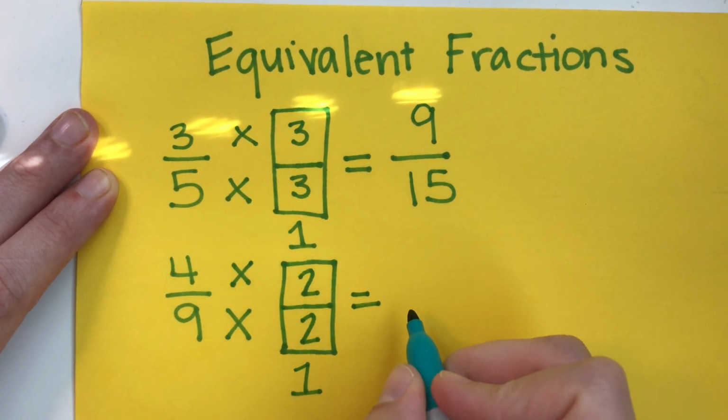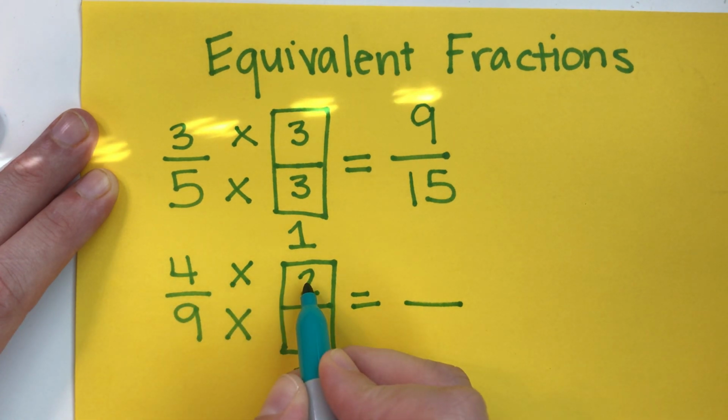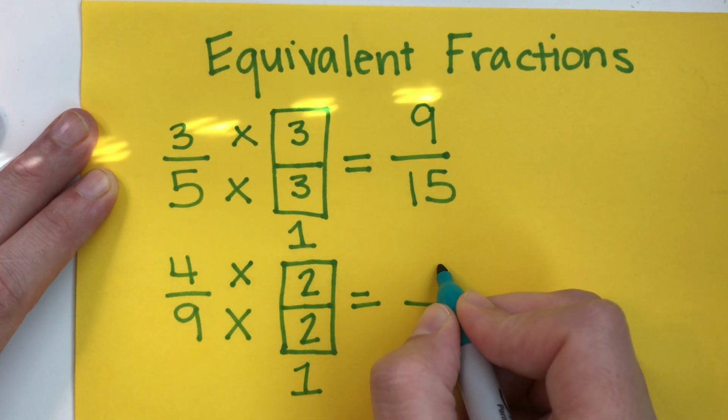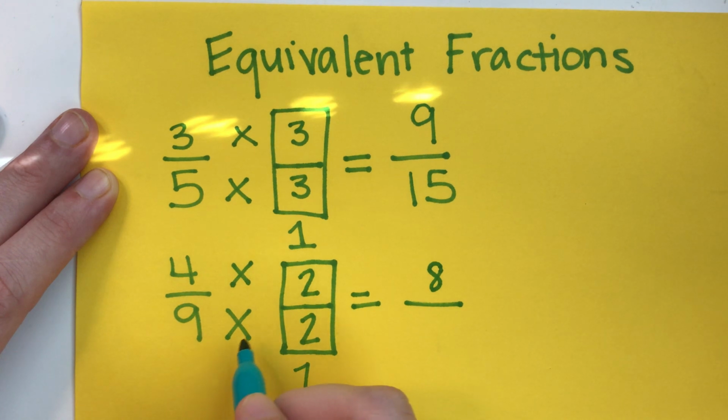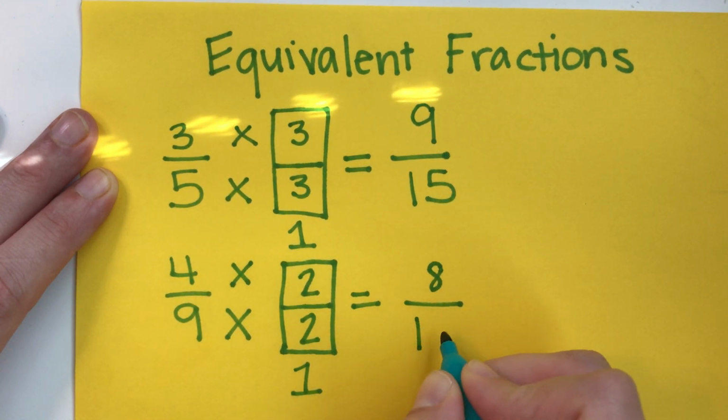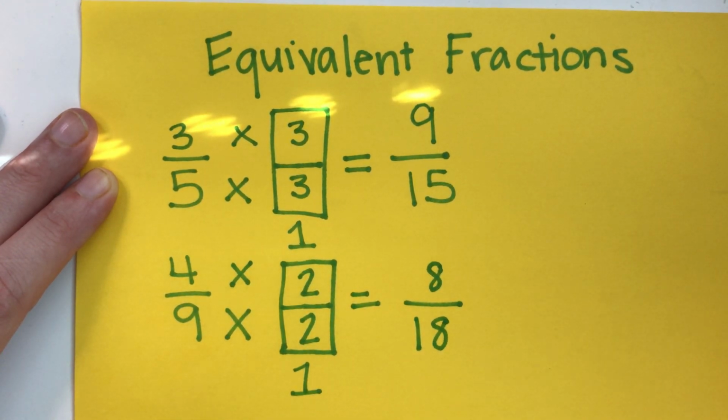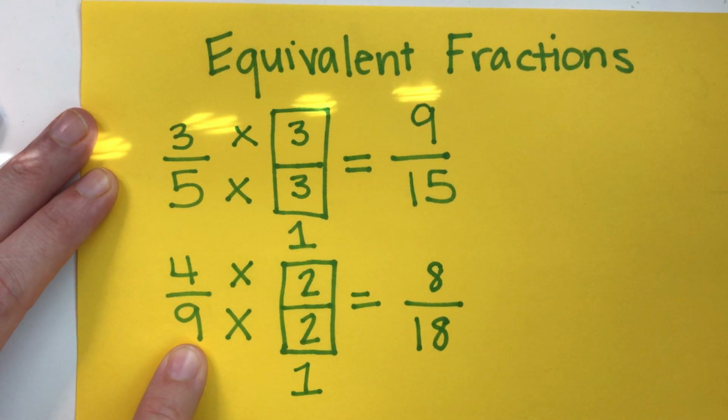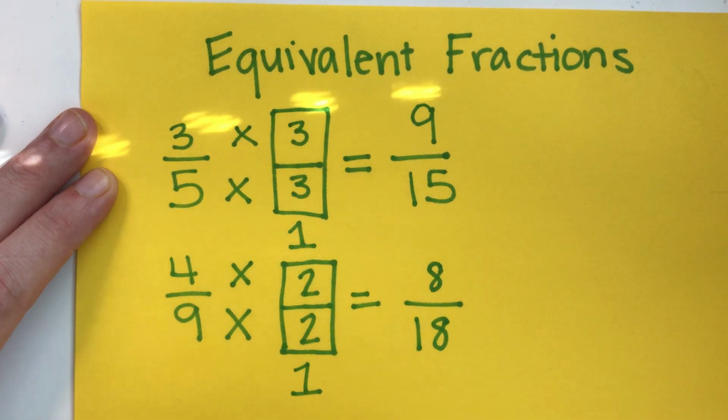To create an equivalent fraction, I simply multiply across. So 4 times 2 equals 8, and 9 times 2 equals 18. I now have equivalent fractions of 8/18 and 4/9. If you were to draw them out, you would section off one into ninths and the other one into 18ths, and when you colored them in, you would notice that they equal the same value.